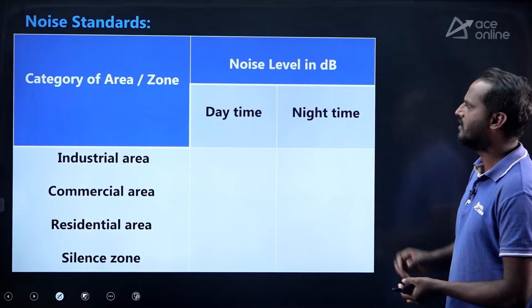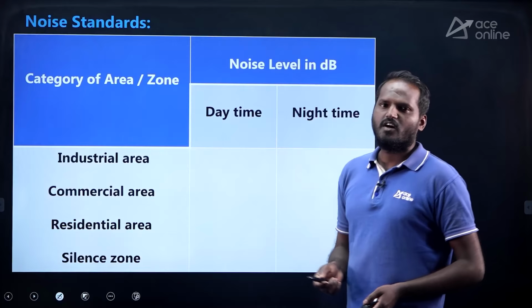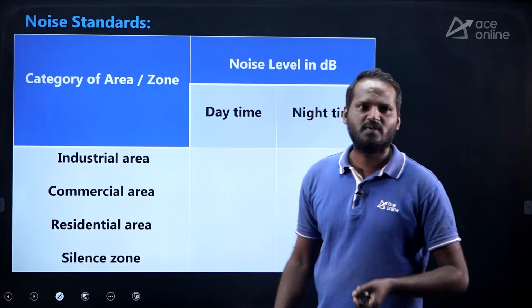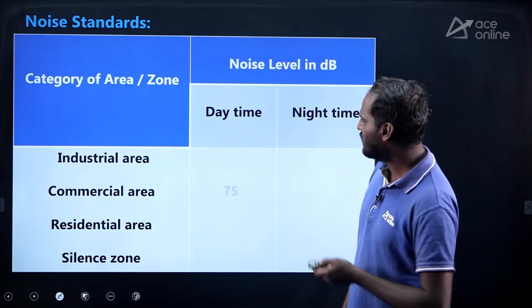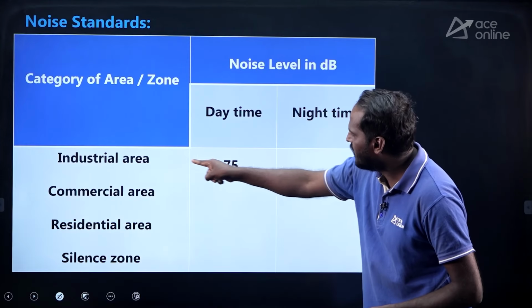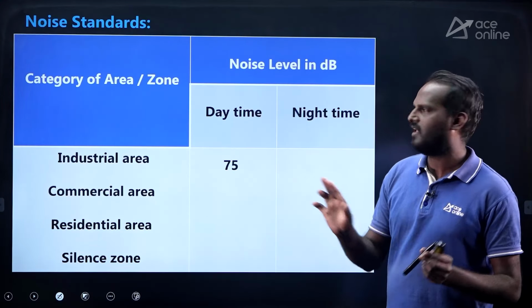Daytime here, nighttime here. First thing, remember your Diamond Jubilee. How many years is a Diamond Jubilee? Diamond Jubilee is every 75 years, right? Therefore, first thing is 75. I am putting industrial daytime, in decibels. All are in decibels.